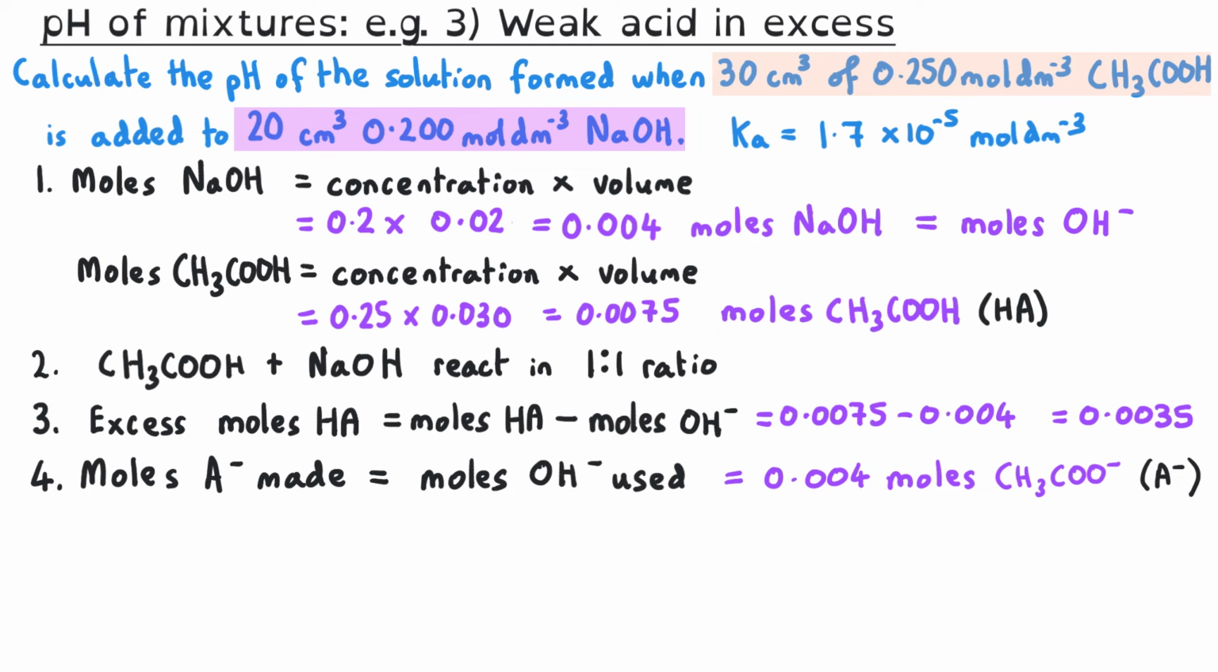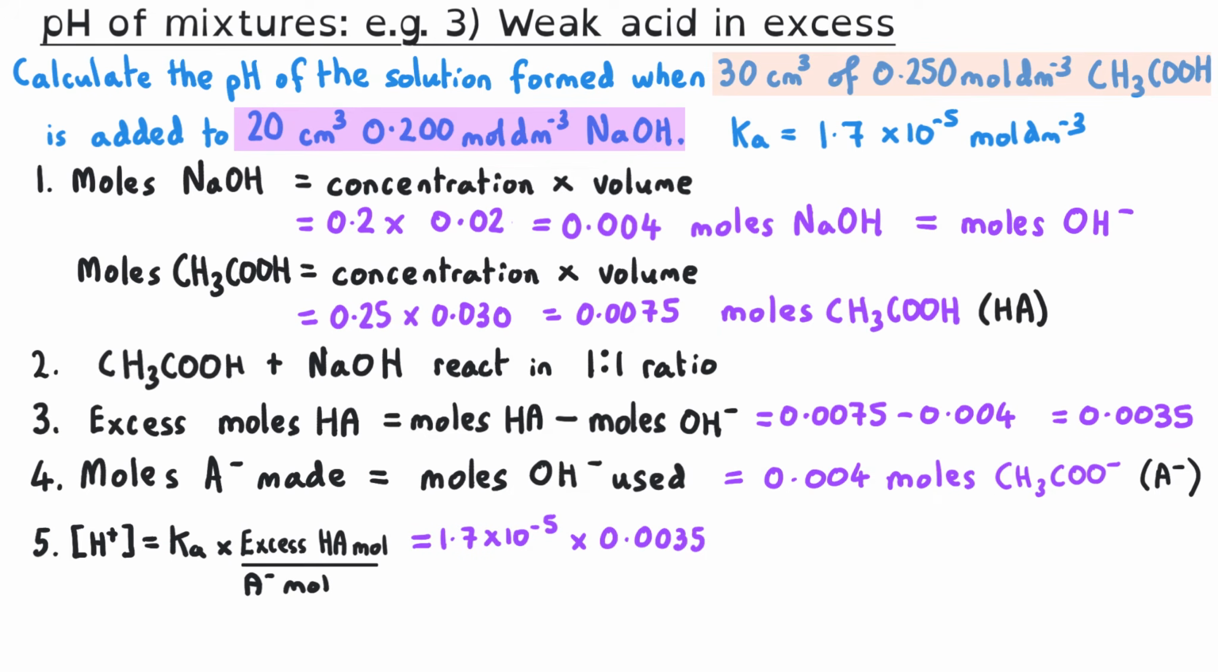Then we need to recognise that we have an excess moles of weak acid, so we need to use that Ka expression as we predicted. We need to find our hydrogen ion concentration. So we take our Ka value, 1.7 times 10 to the minus 5, we multiply it by our excess moles of HA, 0.0035, and divide it by our moles of A- that has been produced, 0.004. This gives us a hydrogen ion concentration of 1.4875 times 10 to the minus 5 moles per decimeter cubed.